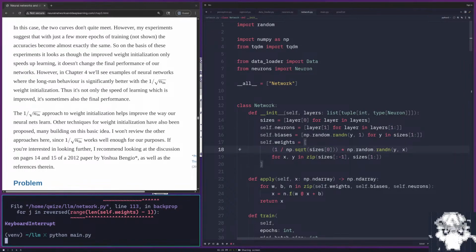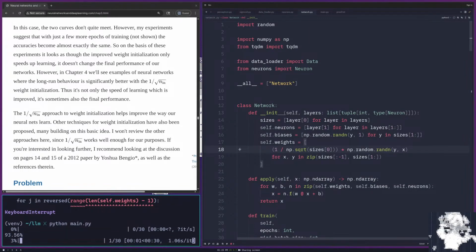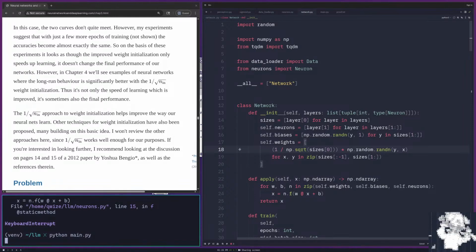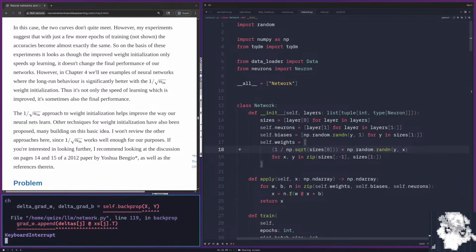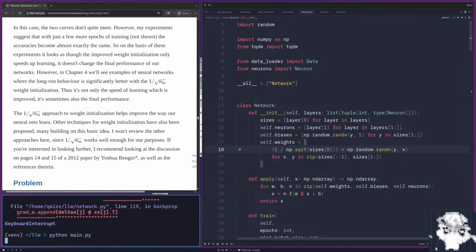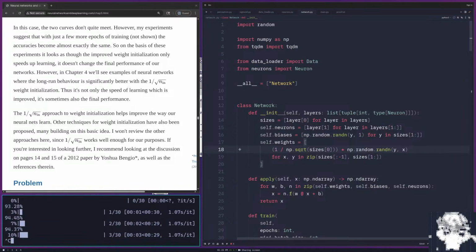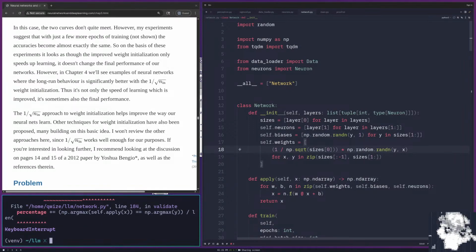So why does that work worse than... Oh, wait, was that just a fluke? 93 point something that time? 93. Okay. Well, this is what it says to do.